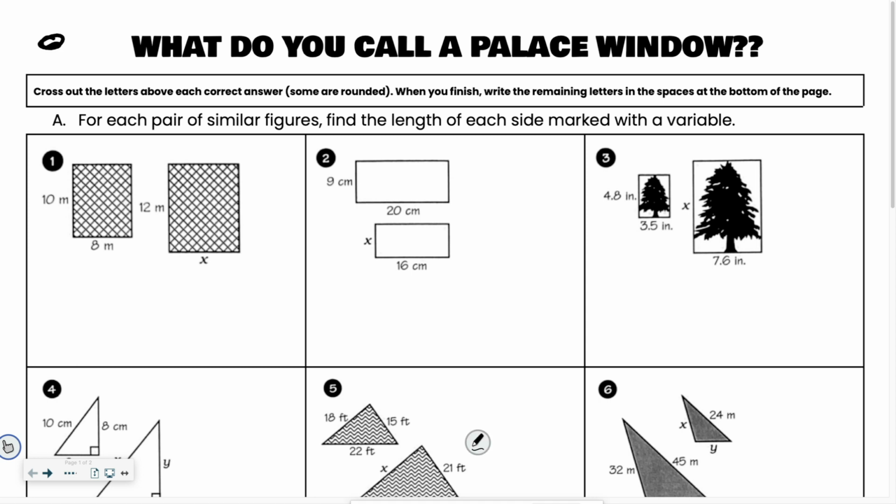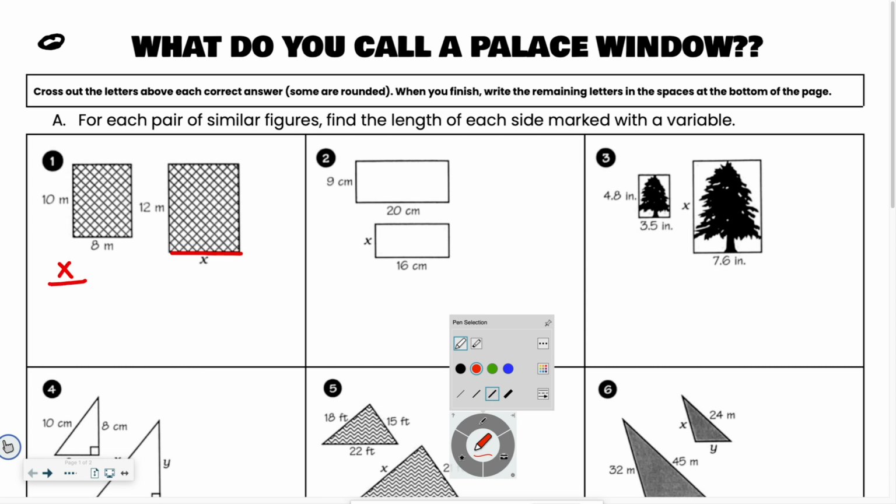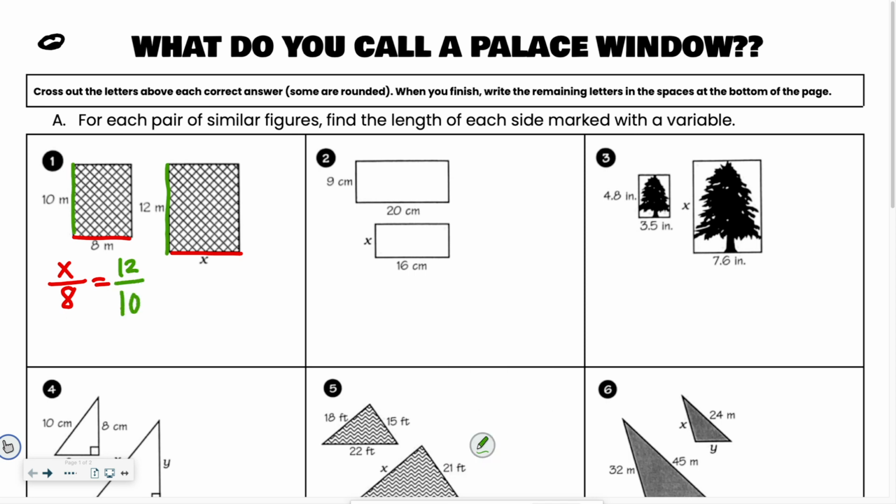Okay, so let's just do one of these together. We'll start with this first one here. So we're using the similar figures to find the variable. So again, I like to always just start with our variable here. So we're going to start with x. We have x over, and x matches 8. Set that equal to, now come back to the shape we started with, so 12. 12 matches 10. And now we cross multiply.